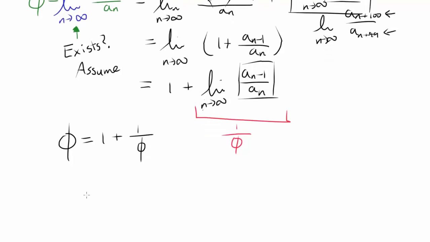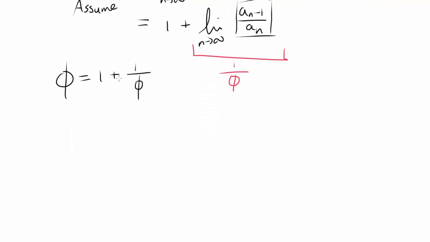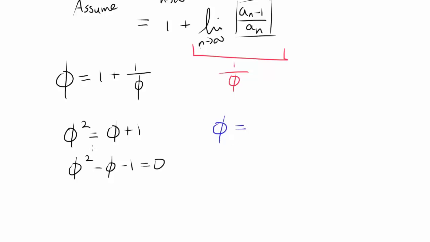Anyway, so we know the golden ratio phi is equal to 1 plus 1 over phi. So we know phi squared is equal to phi plus 1, just multiplying by phi. Or phi squared minus phi minus 1 is equal to 0. And now we can find the value of the golden ratio using the quadratic formula. So that's going to be negative b plus or minus the square root of b squared minus 4ac, so minus 4 times negative 1, over 2. And that's going to be 1 plus or minus the square root of 5 over 2.